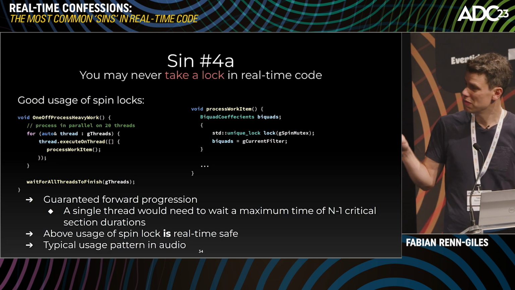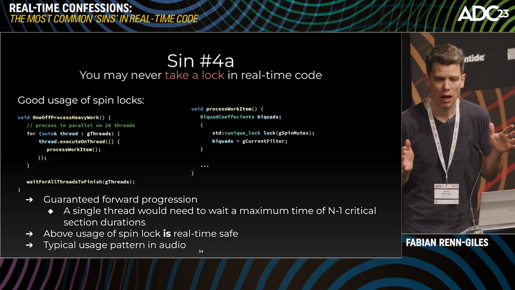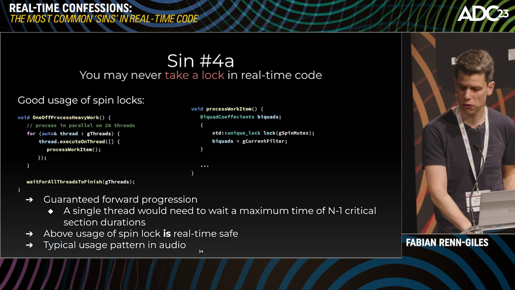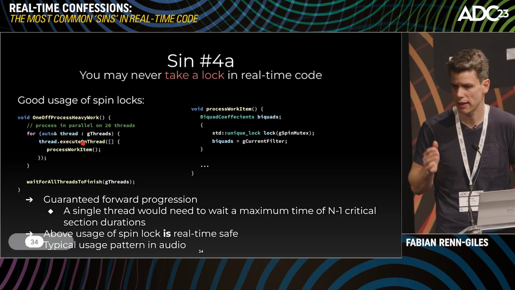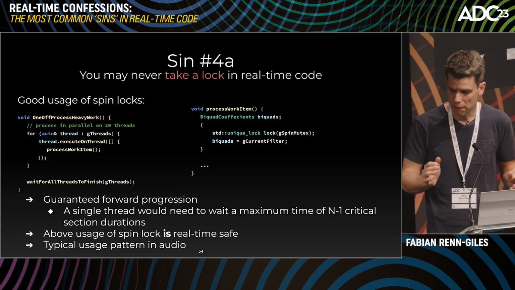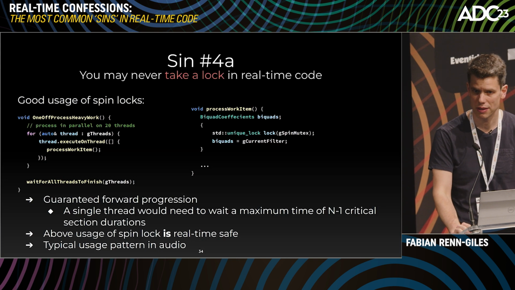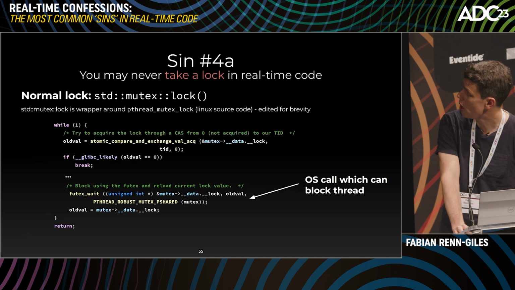And this is a typical usage pattern, I think, in audio, right? When you have a plugin and you need to render multiple channels at the same time. You typically have this sort of pattern where you work all the channels and then you mix them at the end or something like that. So yeah, I think spin locks can be real-time safe in certain situations. And now we come to the last one, the regular lock, right?